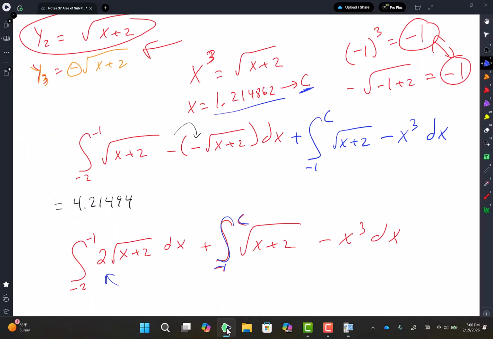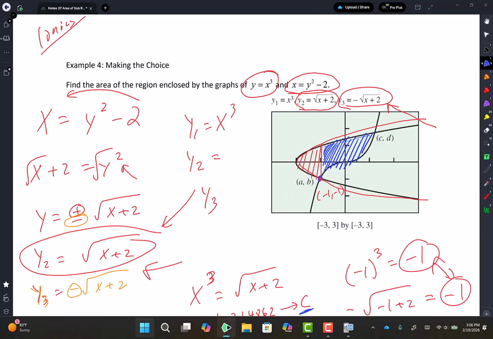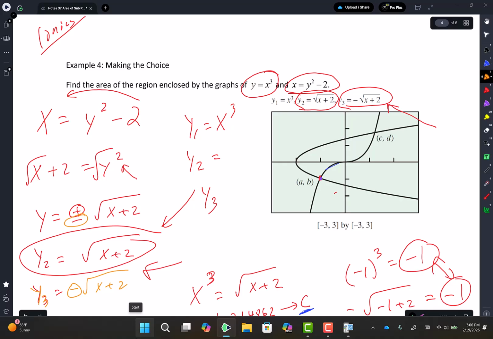We're almost done, guys. Do you think it would have been easier to integrate this with respect to Y? If I integrate with respect to Y, I'll do it in burnt orange, because you asked the question. Notice the rightmost curve, the x cubed, is always on top, and the parabola is always on bottom, quote unquote. Does that make sense?